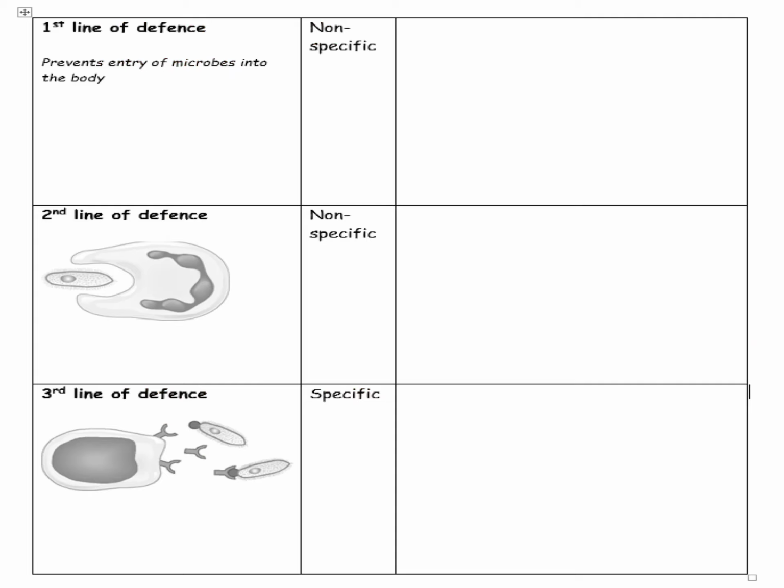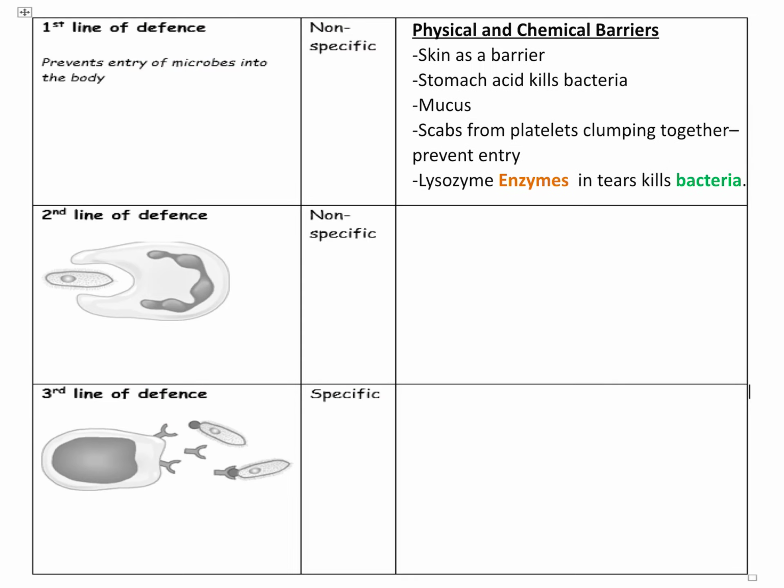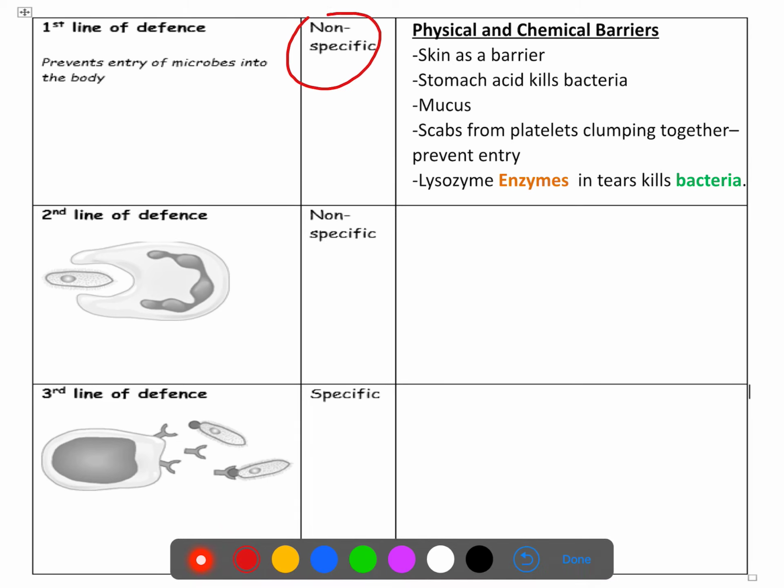What I'd like you to do, whether you do it now or after this, is come up with your own little summary in that box. For all of those things we just ran through, if I show you an example here, just do a little summary talking about this first line of defence that prevents the entry of pathogens into the body. And as you notice here in the middle, it is a non-specific response.